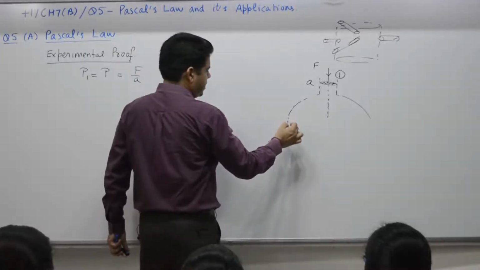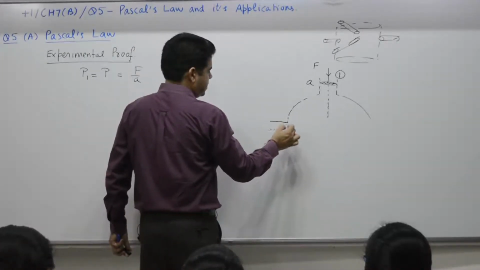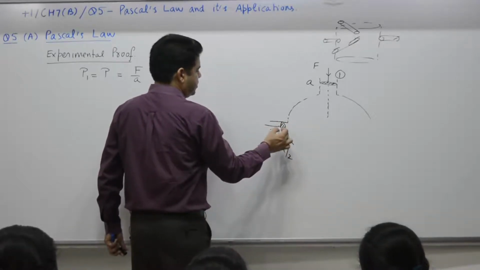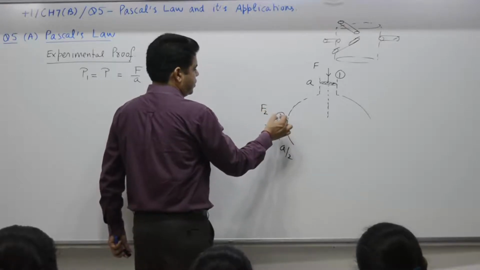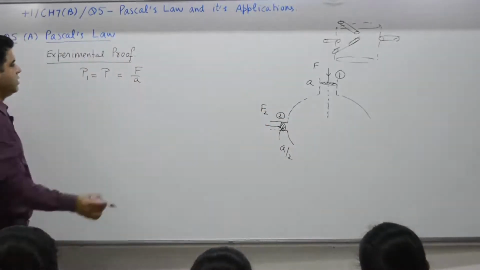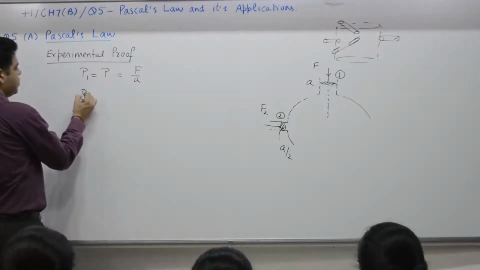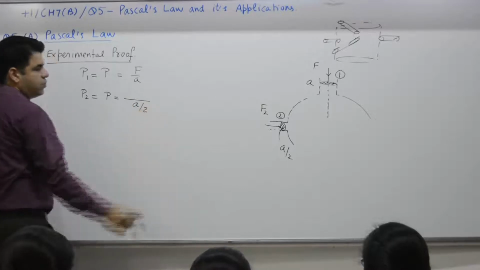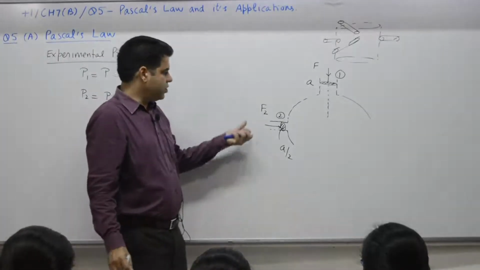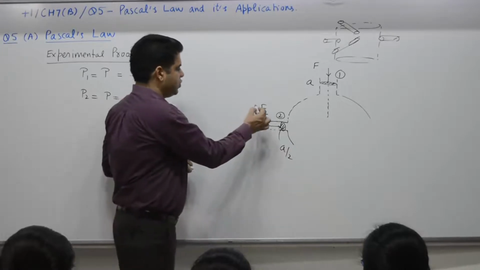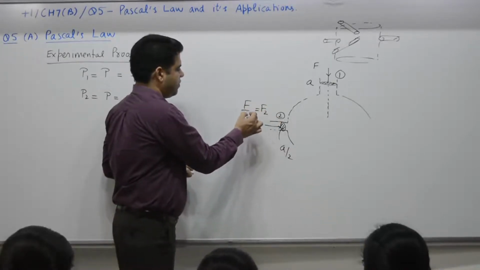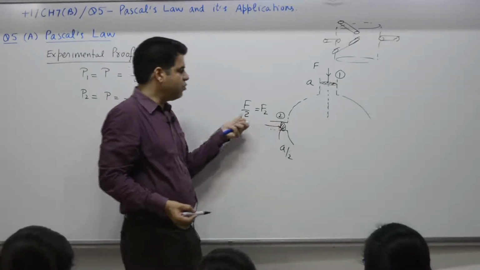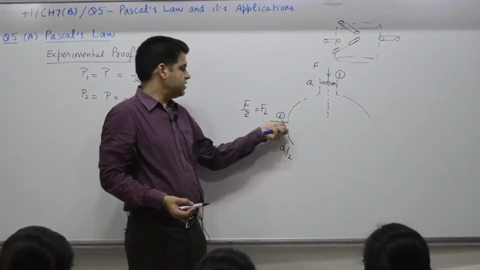Now the next one, area is how much? Area is A by 2. How much force is required to create same pressure? Pressure at 2, P2 should also be P. Area is A by 2. So when you perform this experiment in the lab, you will have to apply force equal to F by 2. Then it will be in this position. If you apply force more than this, it will move in. If you apply force less than this, it will move out.